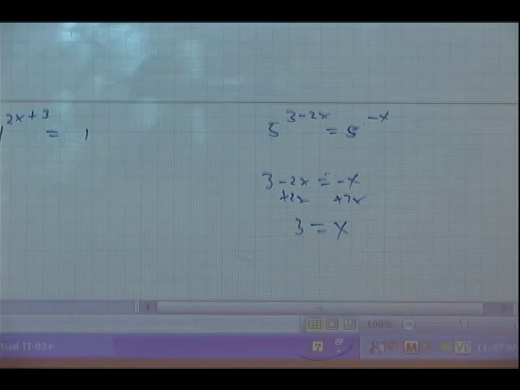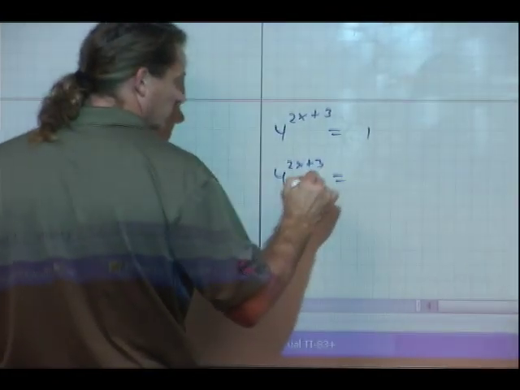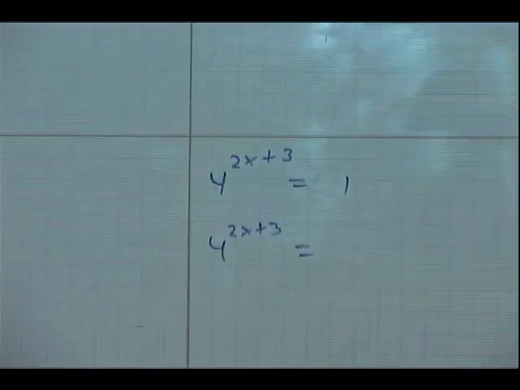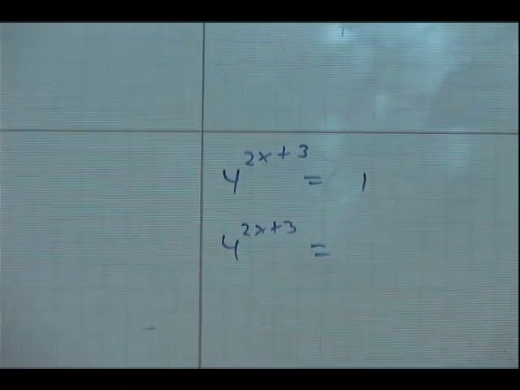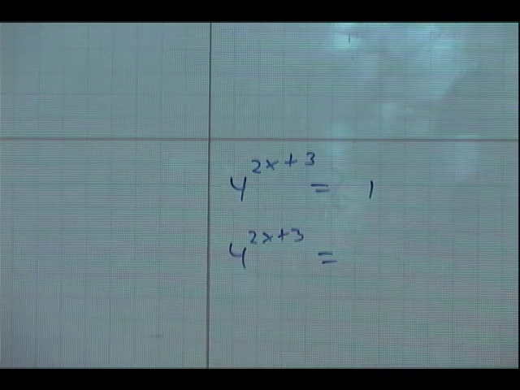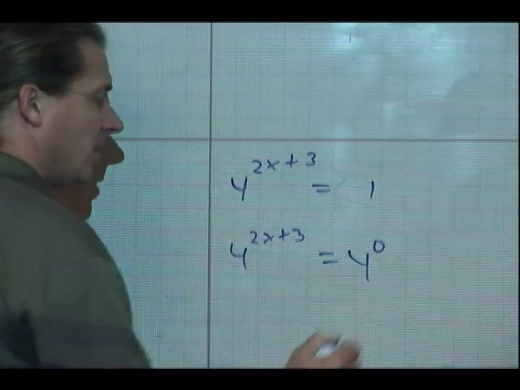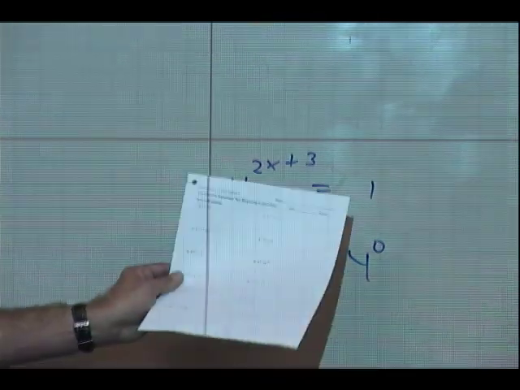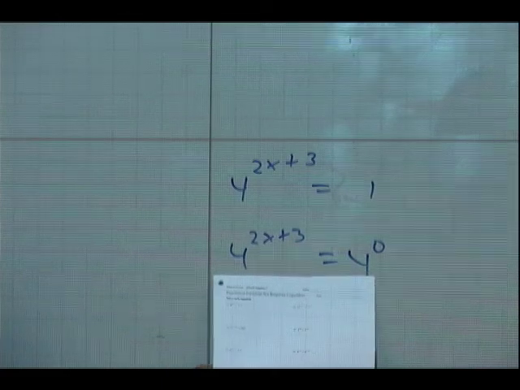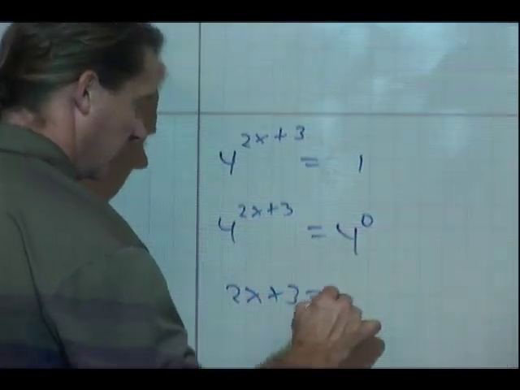Then you come over here, and what can you do here? Not 1. 0. Who said 0? Yes, because 4 to the 0 is what? 1. Therefore, 4 and 4 are the same base. You can drop them and say 2x plus 3 is equal to 0.